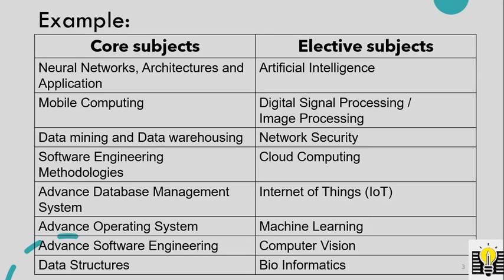And obviously we have elective subjects, which are specialized subjects. Maybe it is artificial intelligence, digital signal processing or digital image processing, network security, cloud computing, internet of things, machine learning, like that. This is not limited to these subjects; depending upon the university, it may vary. But the core and elective subjects may be common globally, nationwide, we are using these subjects.